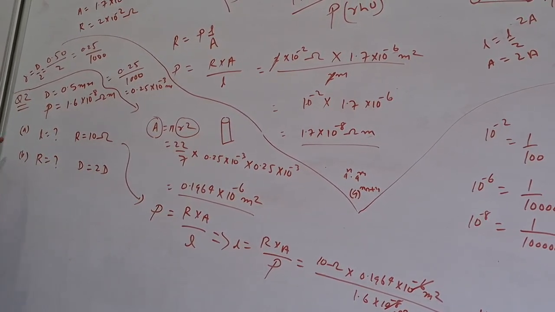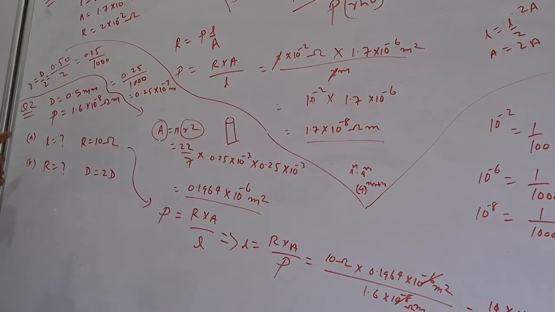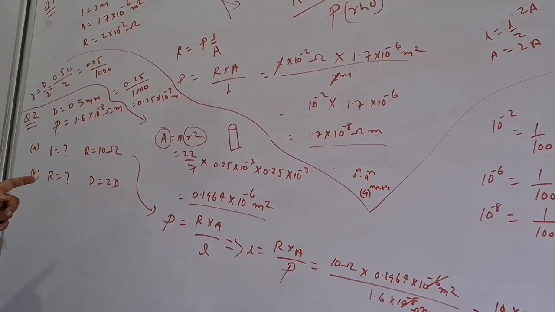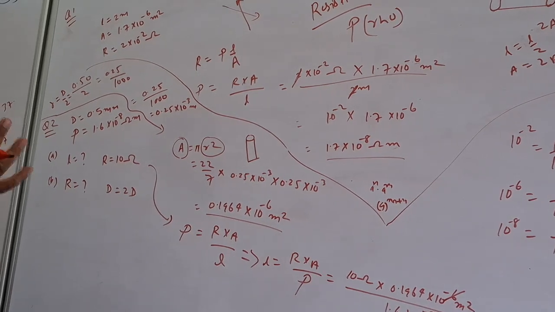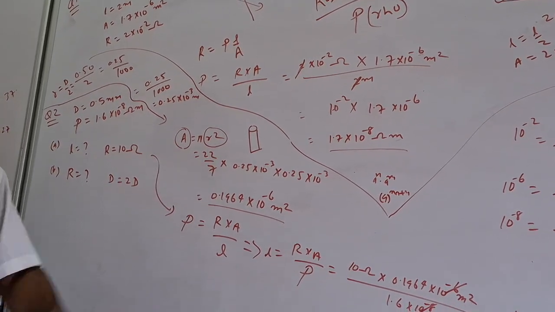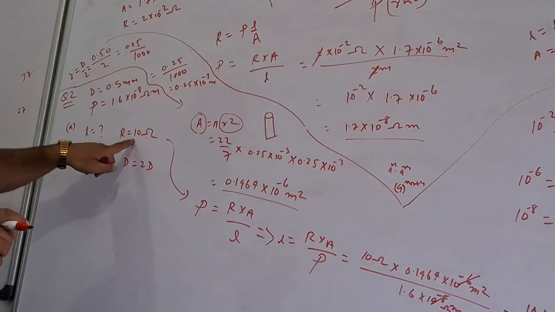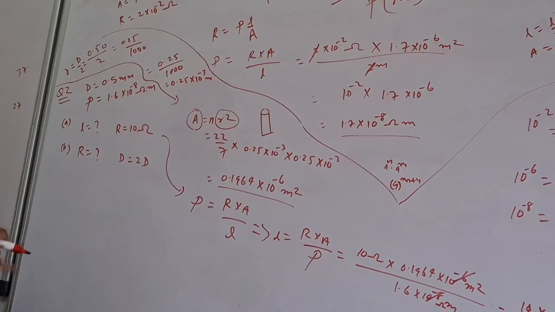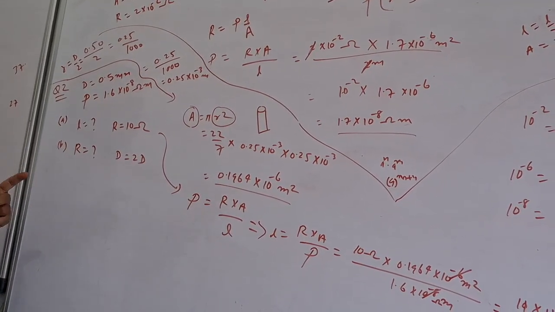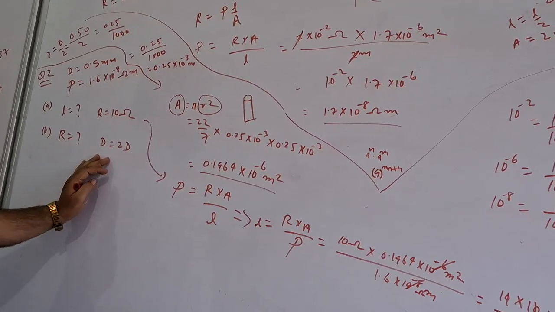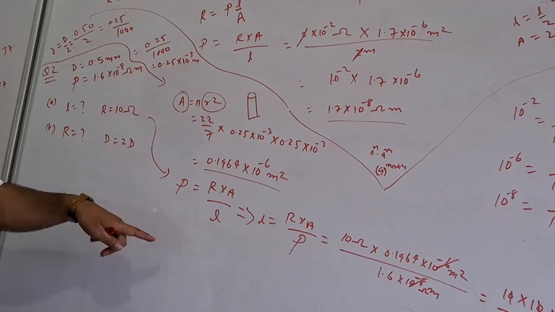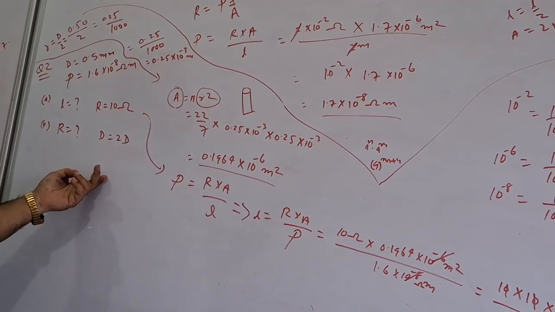Question A: what would be the length of the conductor to make the resistance 10 ohm? कितना होना चाहिए लेंथ कंडक्टर का कि उसका रेजिस्टेंस जो है वो 10 ओम हो जाए? Understood? And question B: what would be the resistance if the diameter is doubled? अगर डायमीटर दुगना हो जाए तब क्या होगा?